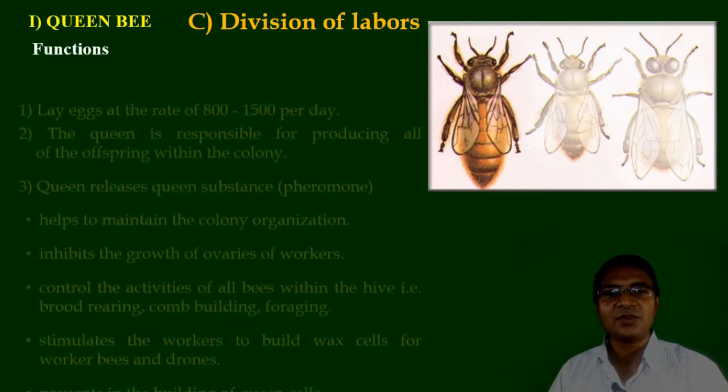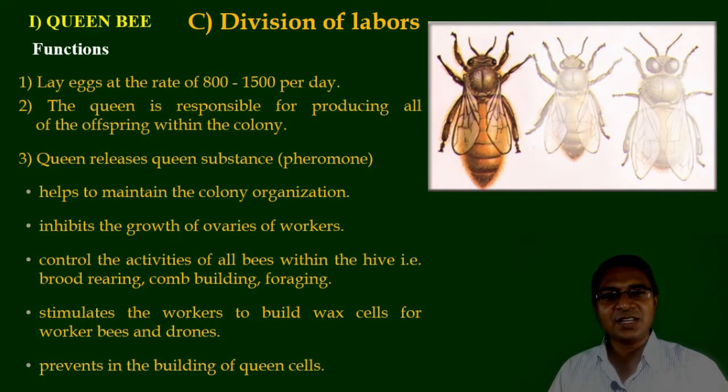Now, the functions. She lays around 800 to 1500 eggs per day, and hence many times we say that it is the egg laying machine. The queen is responsible for producing all the offspring within the colony. Offspring means the number of castes, that is the workers, drone bees, as well as the queen. This totally depends on their activity or the nature of the bee.